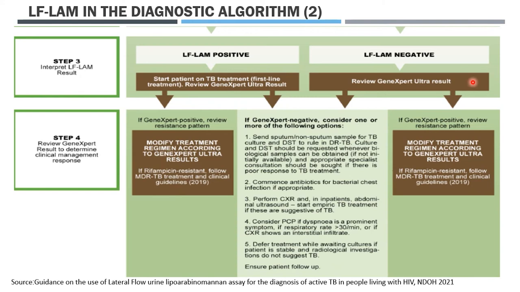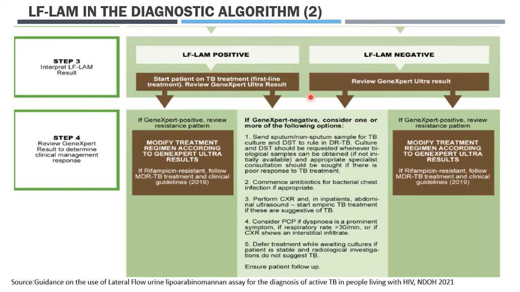I'll go to the other end. If our GeneXpert is positive and the LAM is negative, we will then treat based on the resistance pattern. So if it's susceptible TB, we would provide them with susceptible TB treatment. If it's resistant TB, we would provide them with RIF-resistant TB treatment.